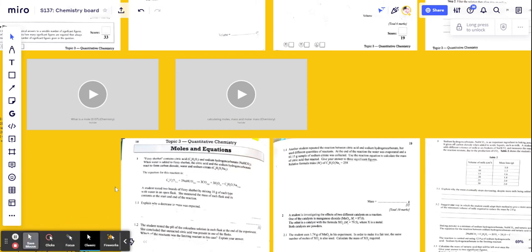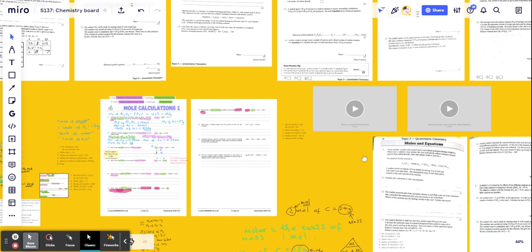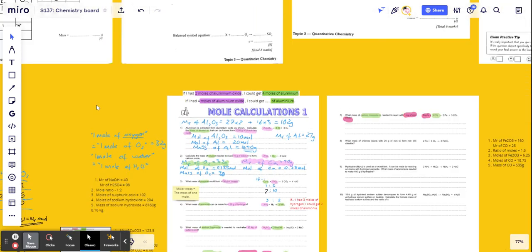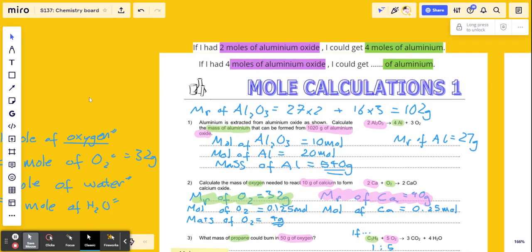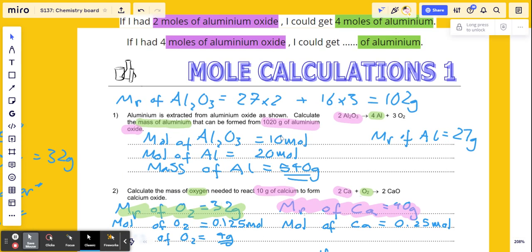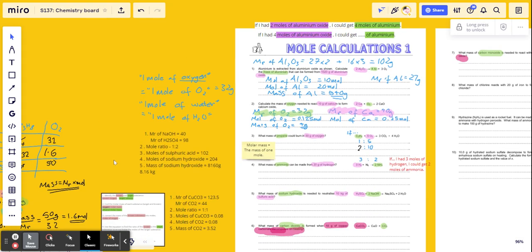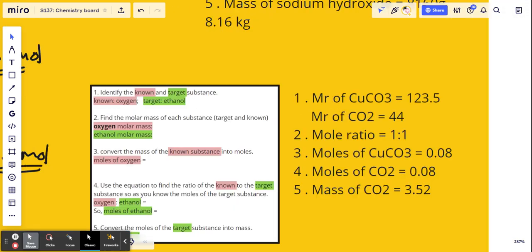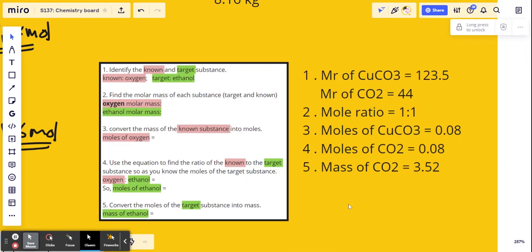Right, so we know what a mole is. We know how to calculate it. We know how to relate it to mass and so on. Now we need to think about how we do a moles question. Well, basically, this is the process I tend to teach.